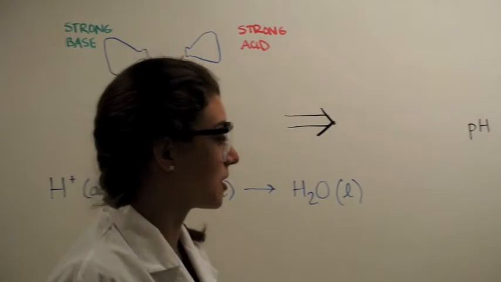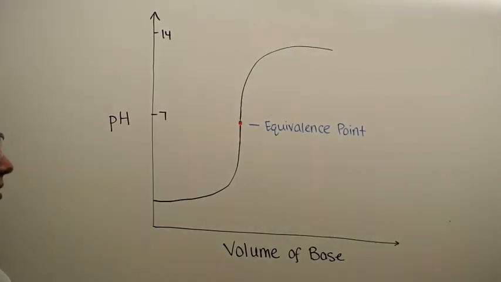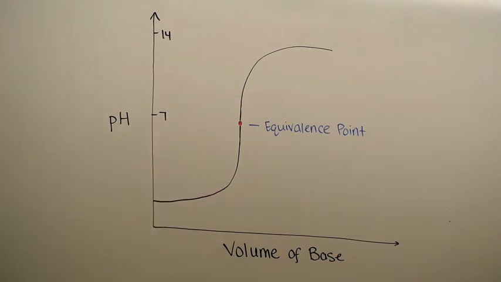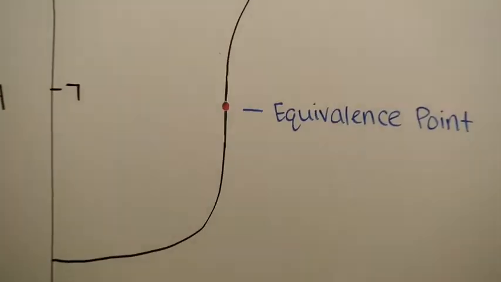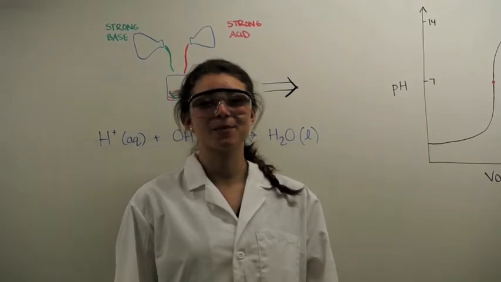And this also leads to a graph that looks like this: pH versus volume of base. For all strong acid, strong base titrations, the equivalence point is at a pH of 7. And the equivalence point is when the strong acid has completely neutralized the strong base. In order for this titration process to occur, a few steps must be followed.